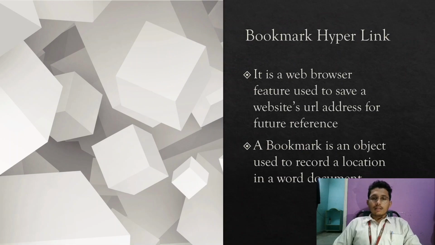Bookmark hyperlink. So what is a bookmark? A bookmark is a web browser feature to save website URL addresses for future reference. It is like when you're reading a book and you have stopped somewhere. What we generally do is put a pencil between the pages, or we just fold the page at the corner. That is known as a bookmark, in the literal meaning. The technical meaning of bookmark is that if you want to save a web page or website for future reference, you create a bookmark.